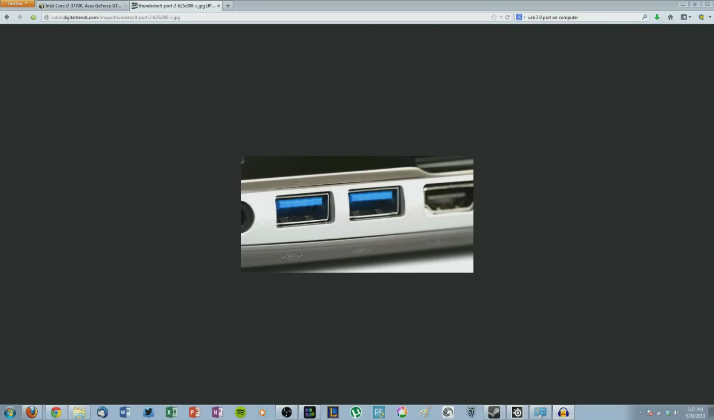So I do recommend plugging them into a USB 3.0 port on your computer instead of a USB hub. This fixed the issue right away for me.